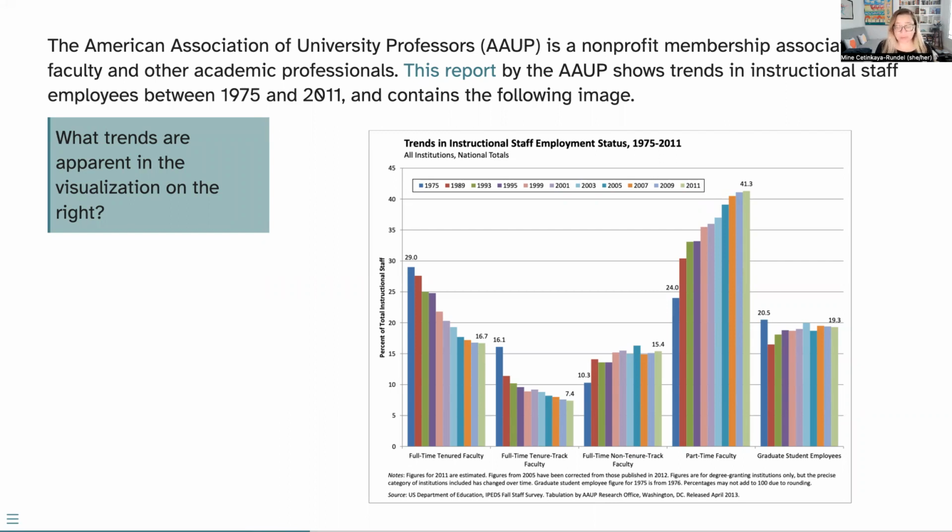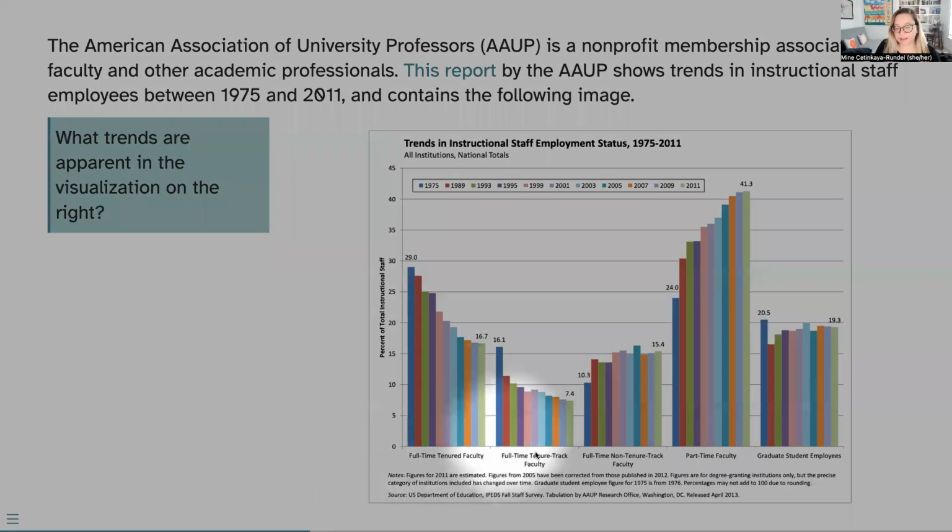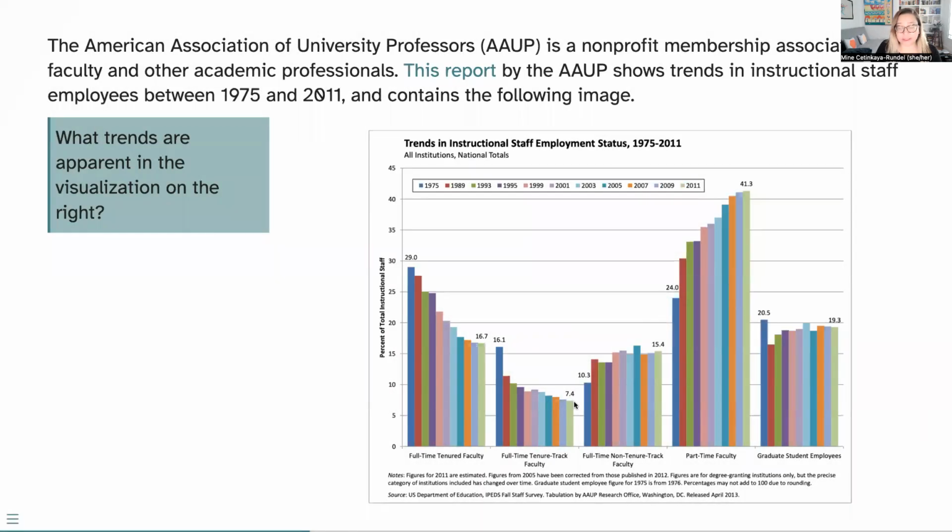So if we were to ask what trends are apparent in the visualization here, we can see different types of faculty grouped together on the x-axis. So we have, for example, full-time tenured faculty, tenure track, full-time non-tenure track, part-time, and graduate student employees. And we can see also that the different colored bars represent the years. For example, for part-time faculty, the percentage of total instructional staff has been increasing over the years. And we can see that for full-time tenure track faculty, the percentage has been decreasing.